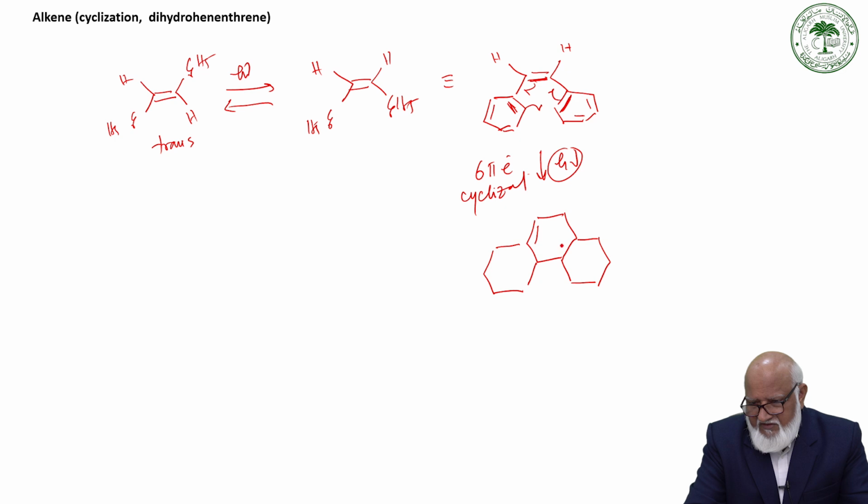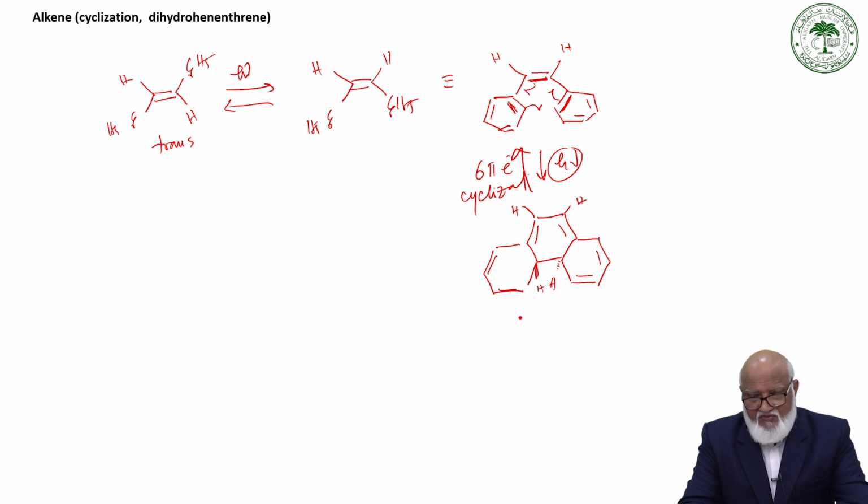So this shifts here, this goes here, these two double bonds remain as they are, and then we have a dihydrophenanthrene. Dihydrophenanthrene is the photoproduct, and then of course it is reversible again, so it reverts back to the cis orientation.